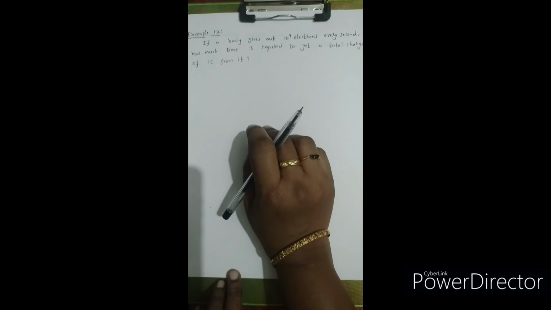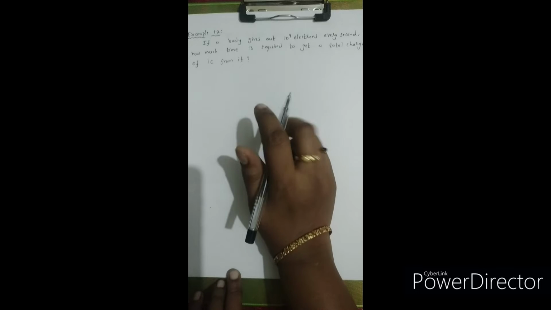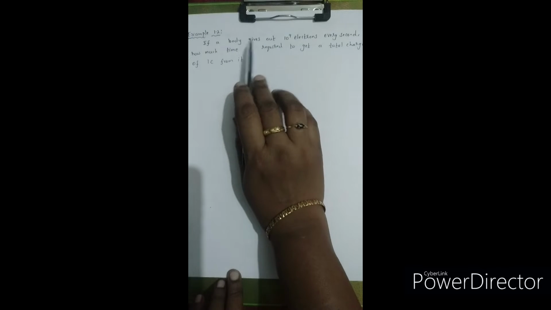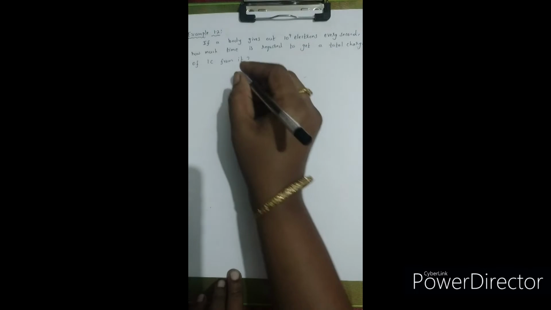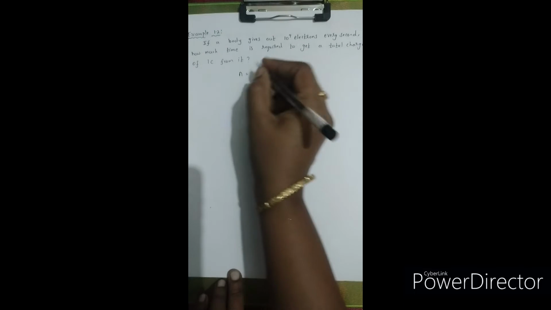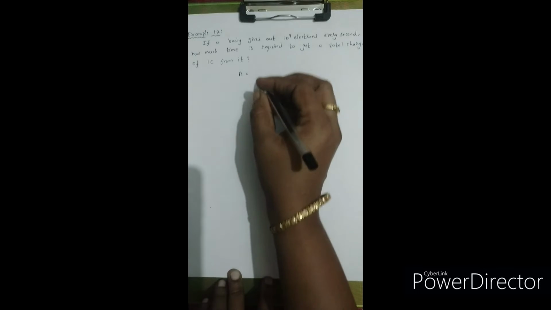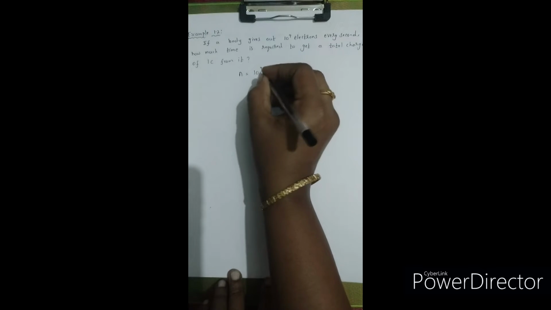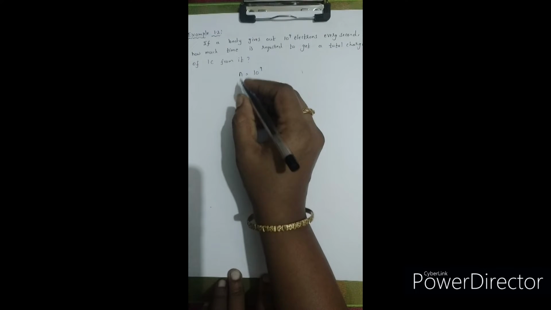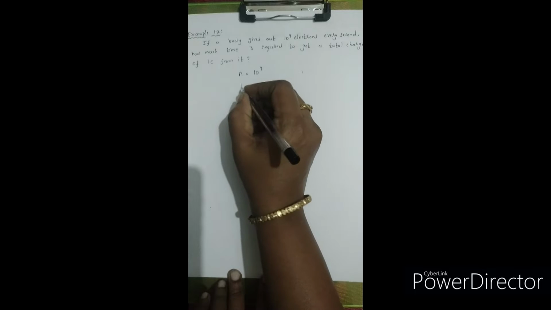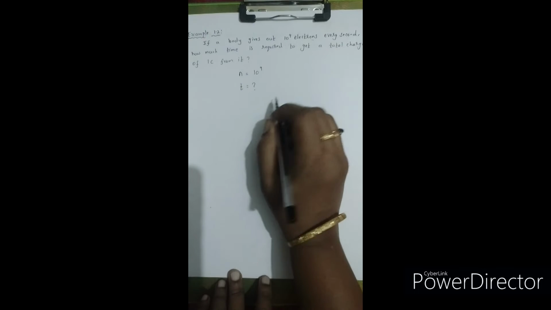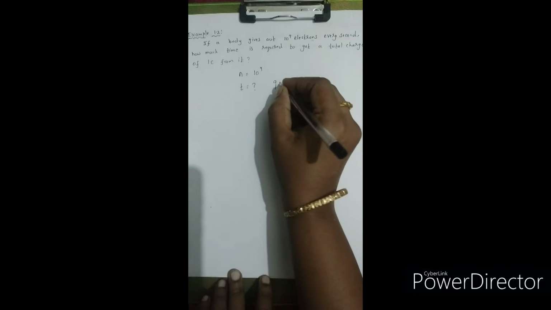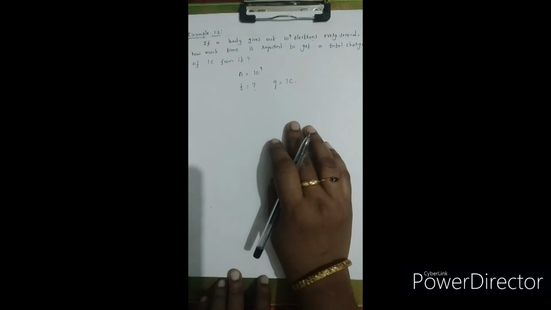So let's list down the given data. What is given? A body gives out 10 to the power of 9 electrons every second. So the number of electrons given out every second, let us represent it as n, is equal to 10 to the power of 9 electrons. They have asked you to calculate the time required. Time required for what? To get a total charge of 1 coulomb. So the charge is equal to 1 coulomb.